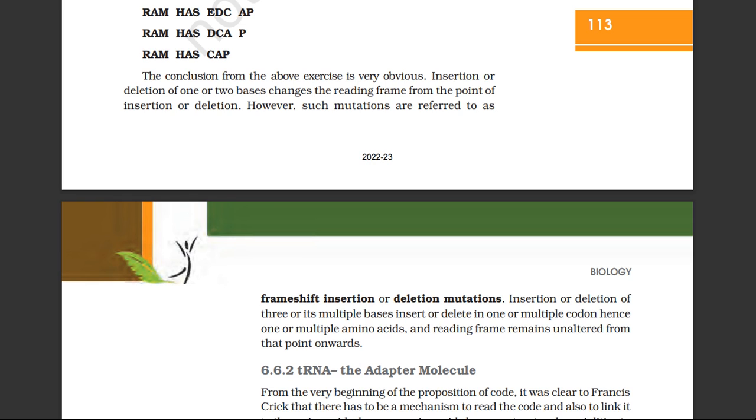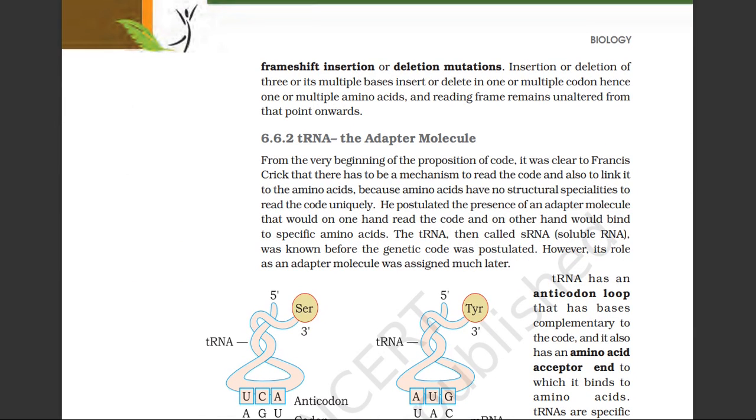6.6 tRNA, the adapter molecule. From the very beginning of the proposition of code, it was clear to Francis Crick that there has to be a mechanism to read the code and also to link it to the amino acids, because amino acids have no structural specialties to read the code uniquely. He postulated the presence of an adapter molecule that would on one hand read the code and on the other hand bind to specific amino acids.